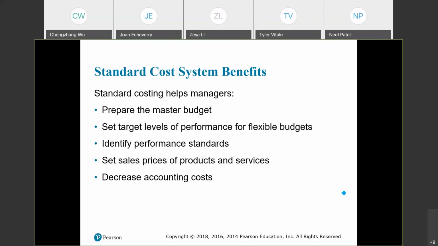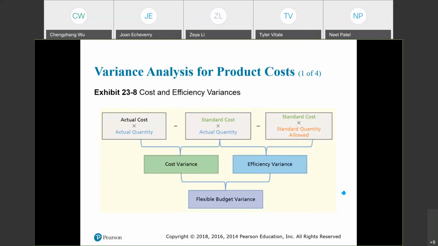Generally speaking, standard costs help managers first to prepare the master budget, to target levels of performance for flexible budgets, to identify performance standards, to set sales prices of products and services, and to decrease accounting costs.